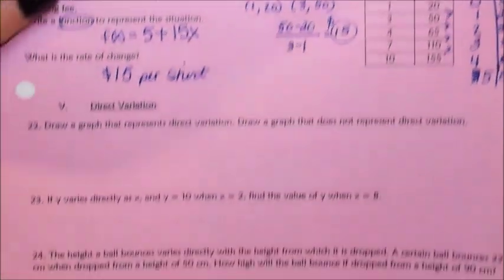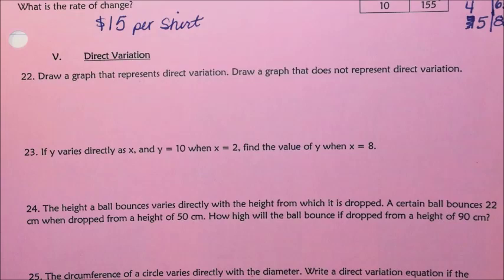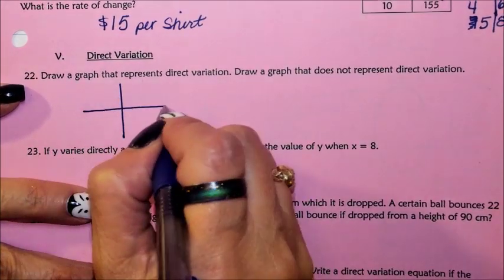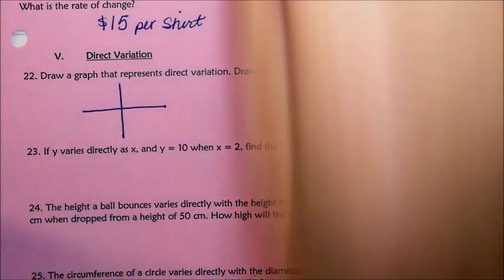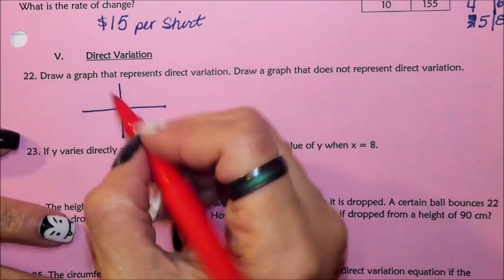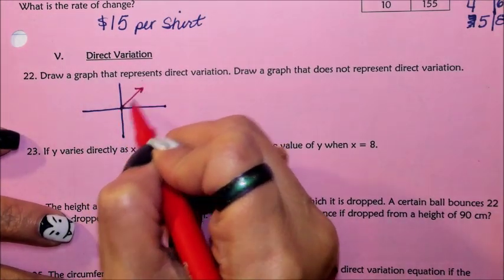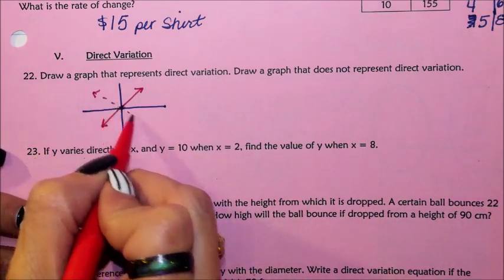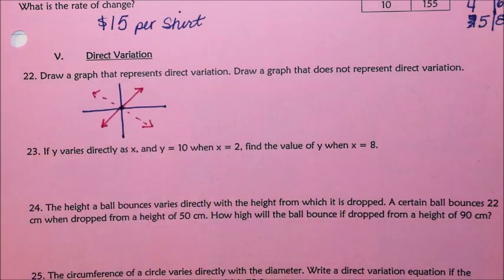All right. So draw a graph that represents direct variation. All right, direct variation, so many of you asked me this. That just means it goes through what? It goes through the origin. It doesn't matter which direction, as long as it goes through the origin.